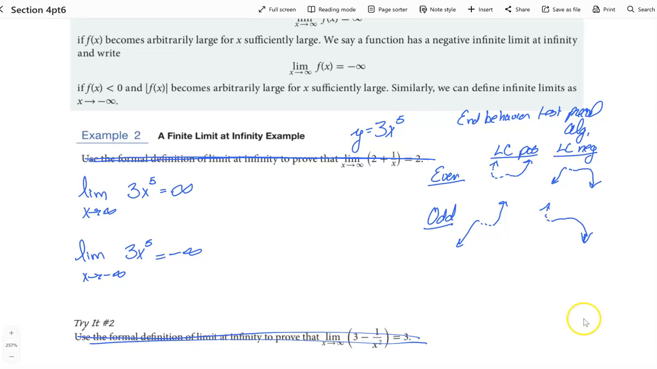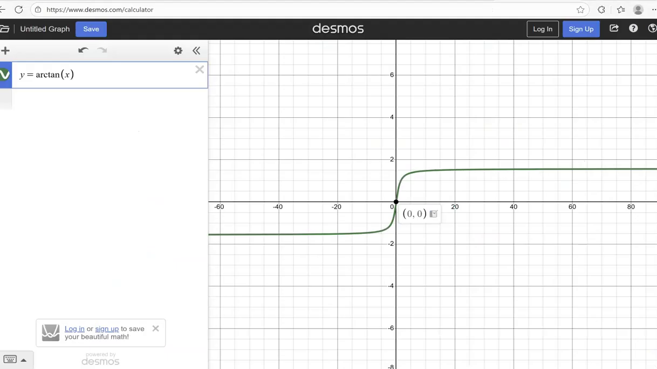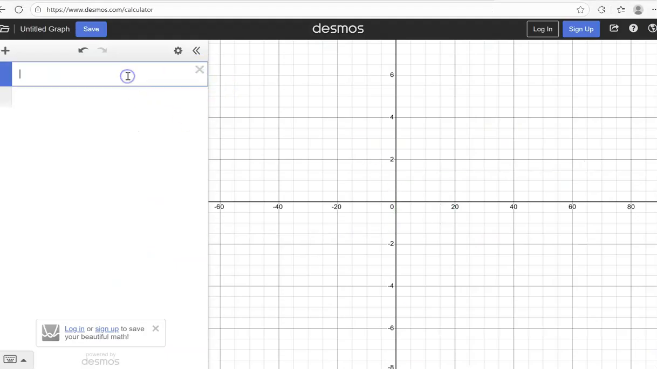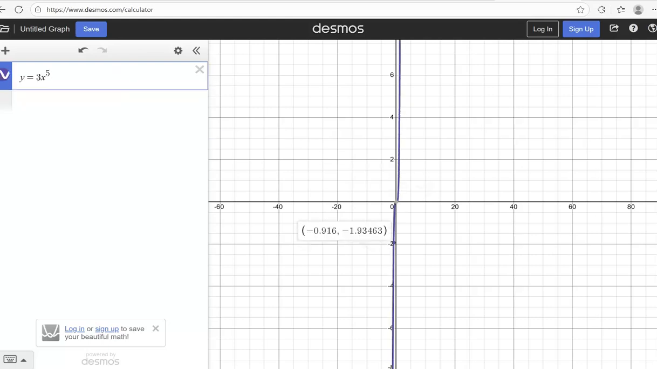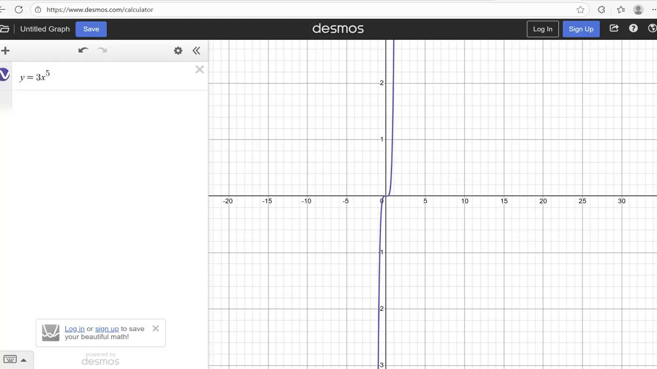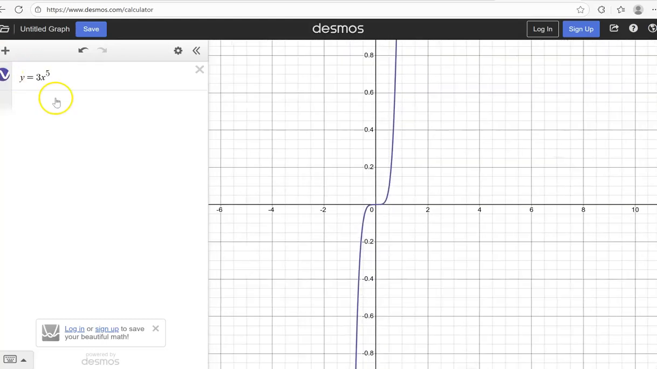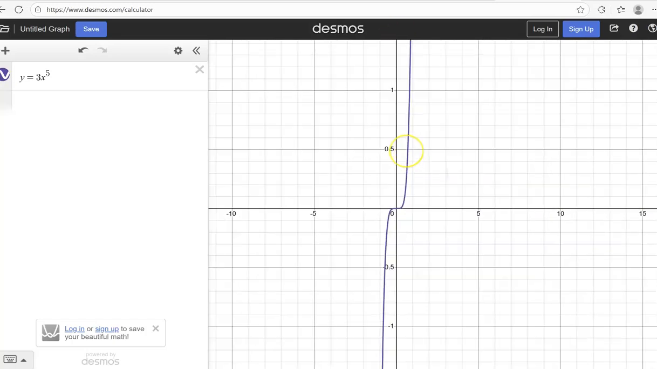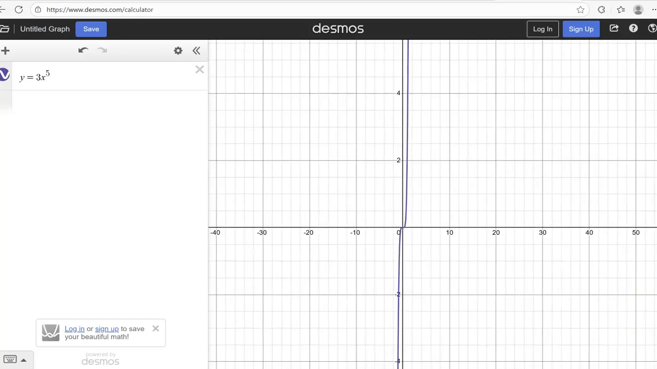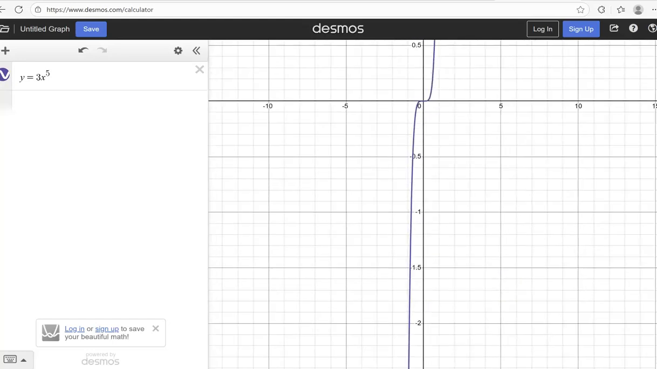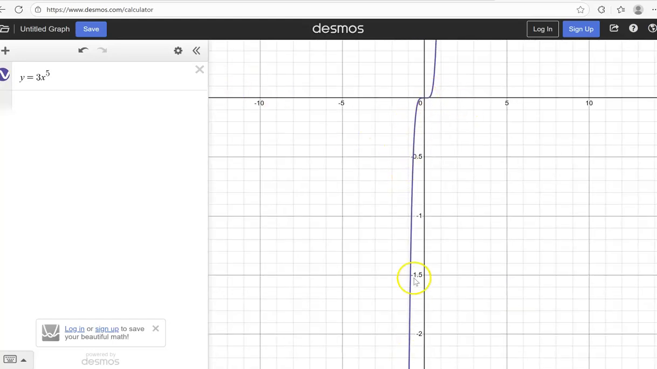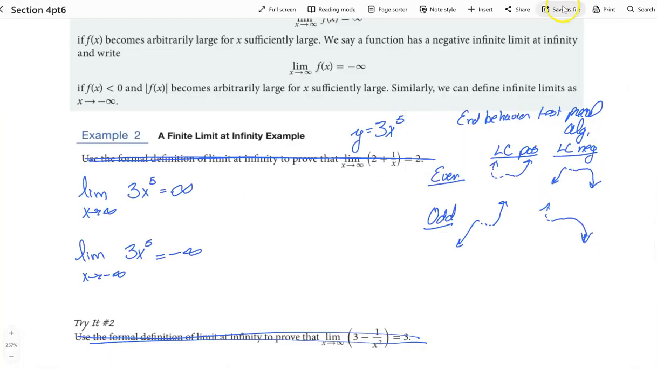So let's look at the graph for this one. We're looking at y equals 3x to the fifth. Does our graph agree? Maybe try to resize this. As x is getting larger and larger, you see those y values are heading up towards infinity. Whereas if x is getting smaller and smaller, all those y values are heading to negative infinity.